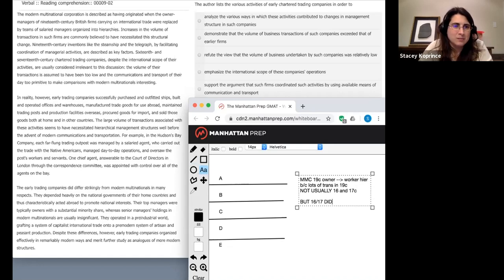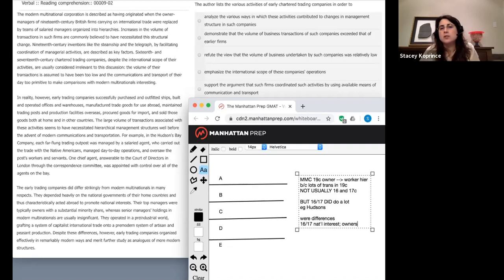1617 basically did do, wow, a lot. E.g. Hudson's Bay. Lots of details, okay. The early trading companies. Oh, but there were some differences, even though that wasn't a difference. 1617, national interest, owners, and a bunch of stuff.